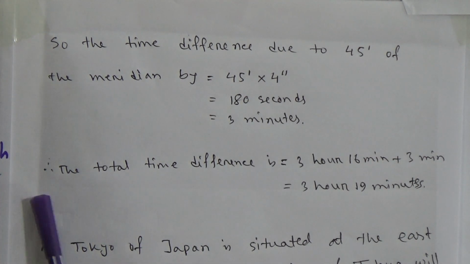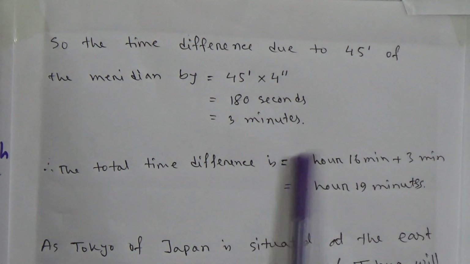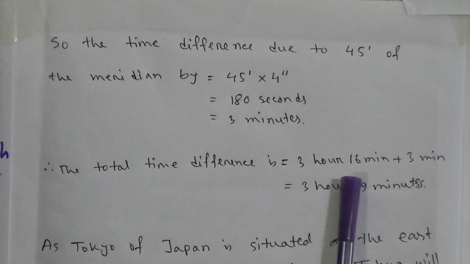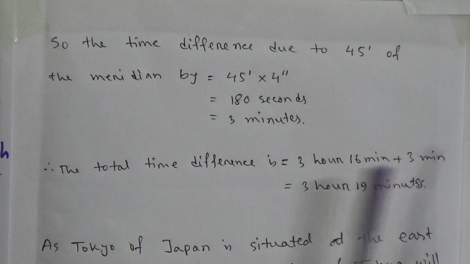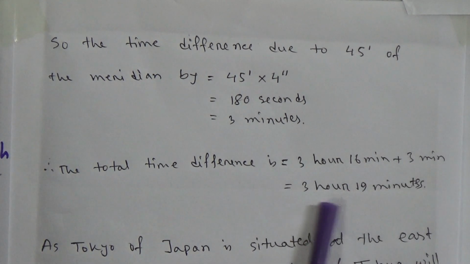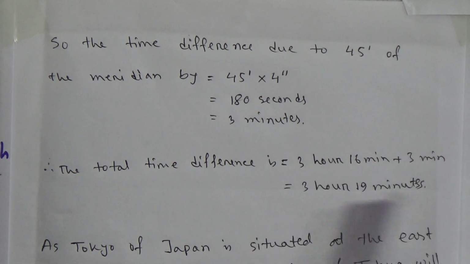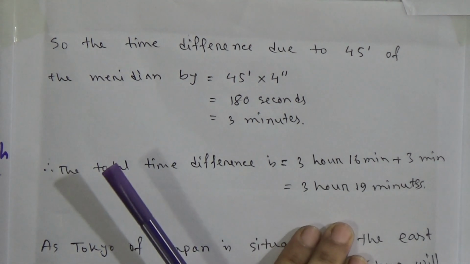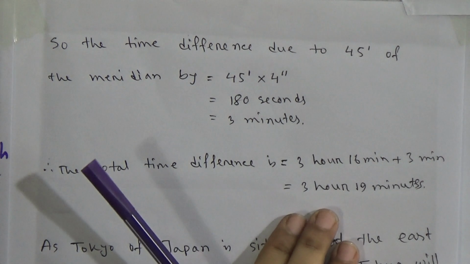Now for the total difference, we will add all of the times together. Here 3 hours 16 minutes plus 3 minutes is 3 hours 19 minutes. So the total time is 3 hours 19 minutes, and this is the difference, dear students. This is not the actual time, this is actually the difference.